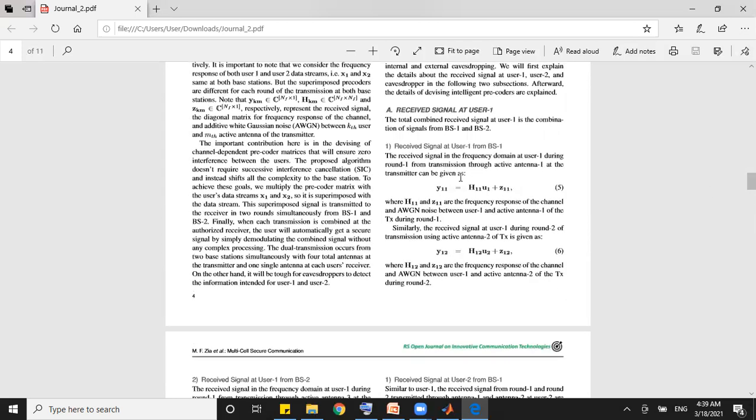So the received signal at user 1 from base station 1 can be written as follows, where Y11 represents the received signal at user 1 from antenna 1. Received signal Y12 represents the received signal at user 1 from antenna 2. H11 represents the channel between antenna 1 and user 1. H12 represents the channel between antenna 2 and user 1. Z here is the noise.